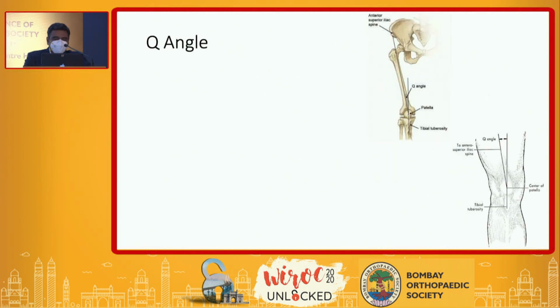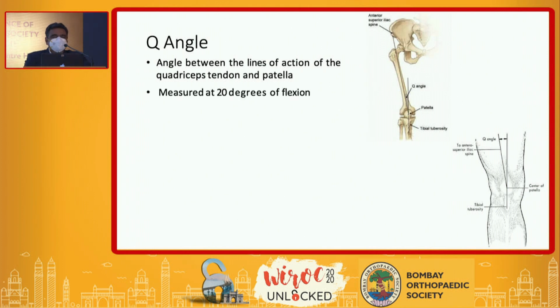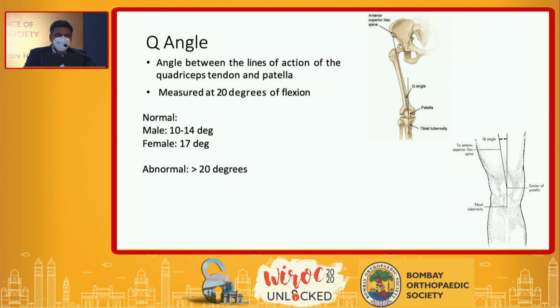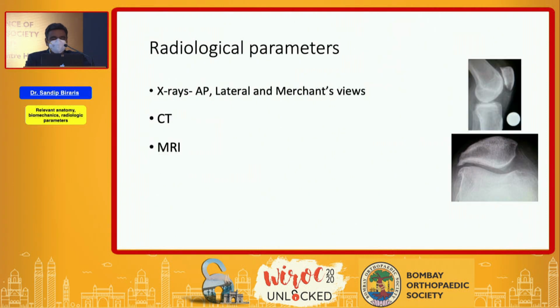What is Q angle? The quadriceps angle is the angle between the line of action of the quadriceps tendon and the patella. It is usually measured at 20 degrees of flexion. Normally it is up to 17 degrees, and anything beyond 20 degrees is abnormal. There are certain important radiological parameters which are based on X-rays, CT scan and MRIs. Most of them also overlap with each other.